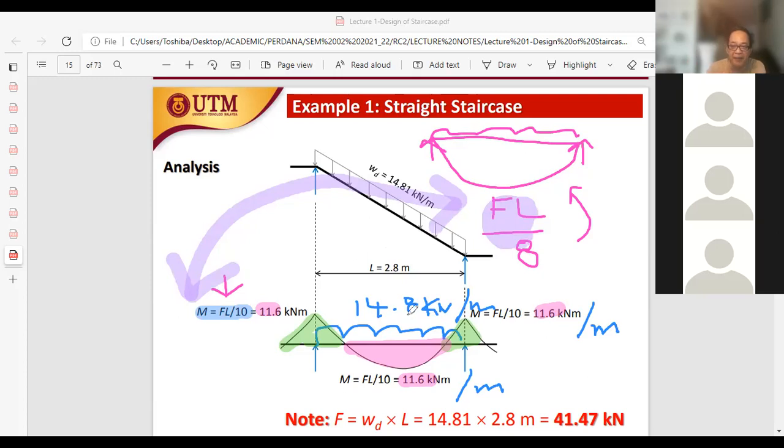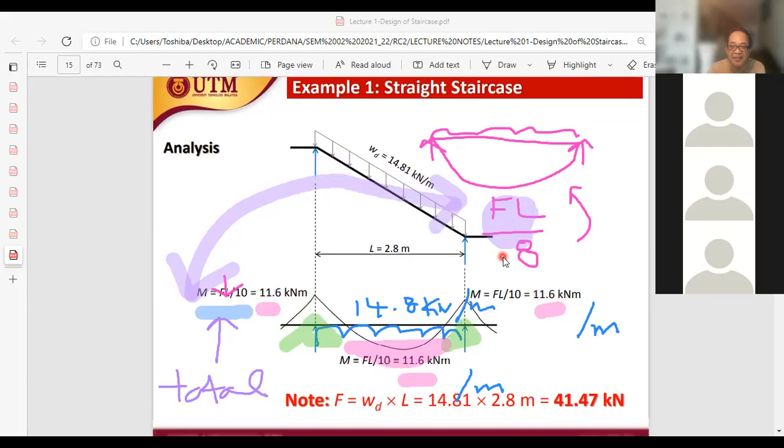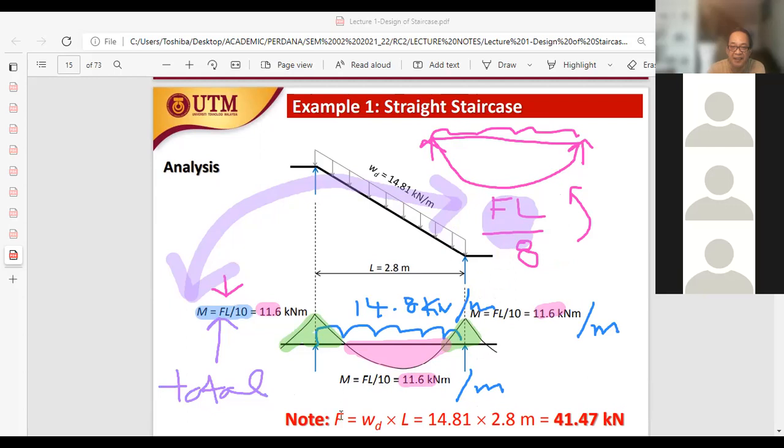Right. So looking back at this, the bending moment is FL/10. F is the total load. Remember that? This is the total load. And how do we obtain the total load? It is loading multiplied by span. The load here is obtained by W times L. W is 14.8 multiplied by our L, which is our span, and from there we obtain the value of F, which is approximately 41.5.